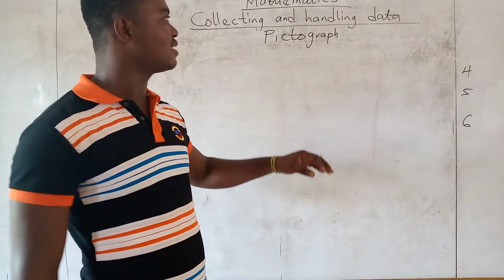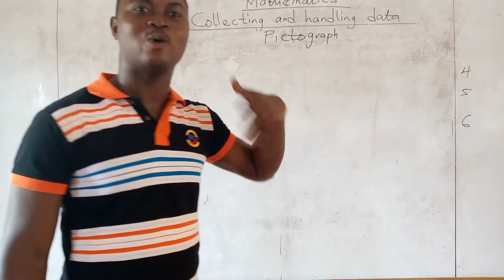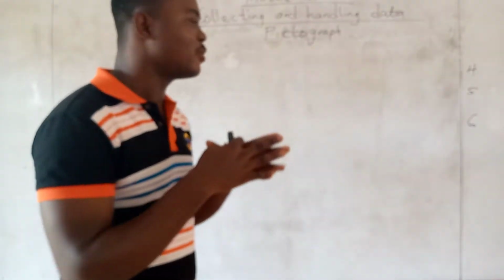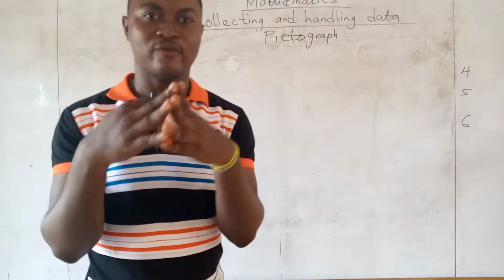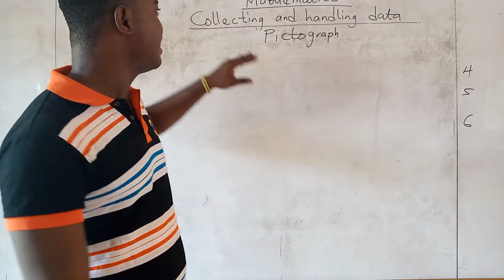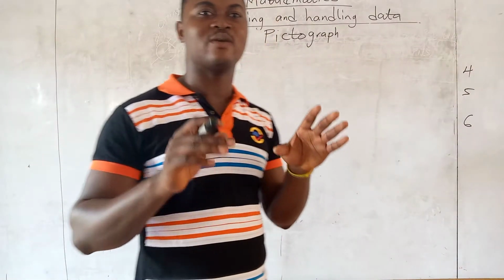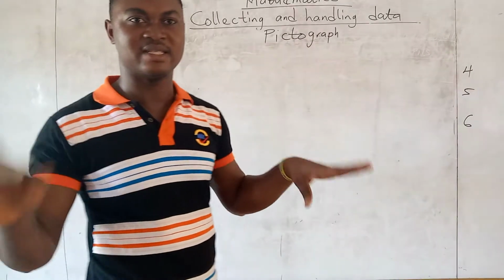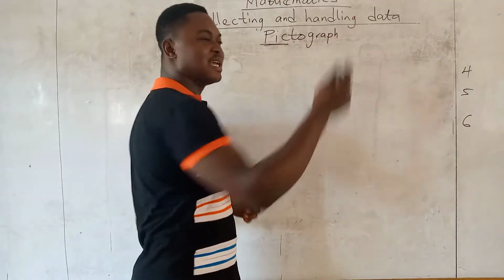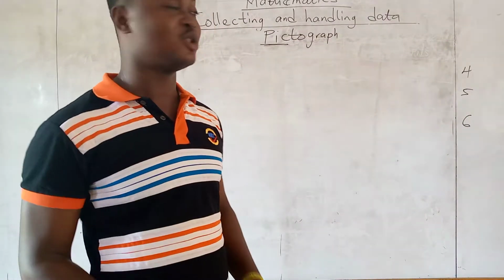Now, in our previous lesson, we looked at collecting and handling data, where we looked at what data is, then how to collect data, and then how to represent data in a table form. In this lesson, we are going to look at how to represent data on a pictograph. A pictograph looks similar to the tabular form or the frequency table. But this time, because you have "pic" here, meaning picture, we are going to use pictures. So if you cannot draw like myself, then you have to find someone to teach you how to draw.